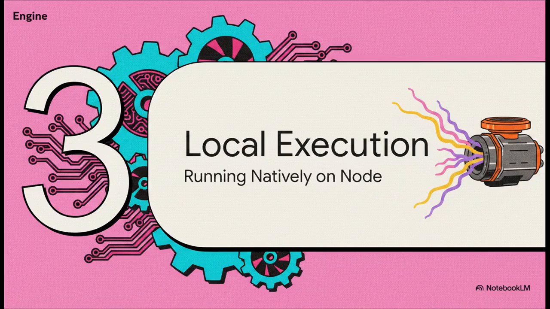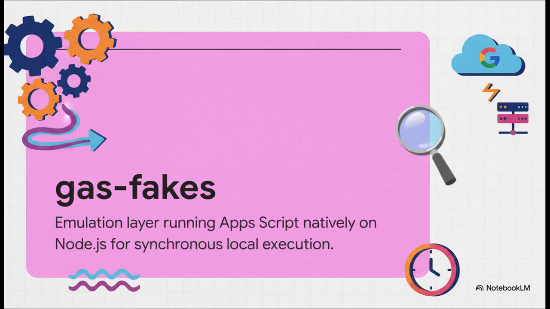Section 3, the engine. Local execution running natively on Node.js. Now, an intelligent brain needs powerful muscle to actually get things done locally. That is exactly where Gas Fakes comes in. It's a powerful emulation layer that runs Google Apps Script projects on Node.js as if they were completely native. This allows for high-speed, secure, and synchronous local execution.